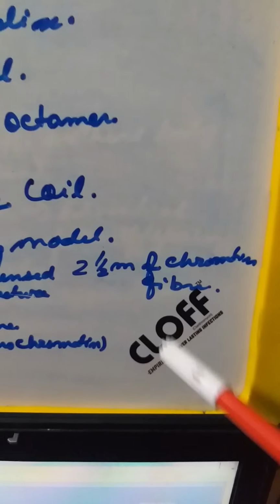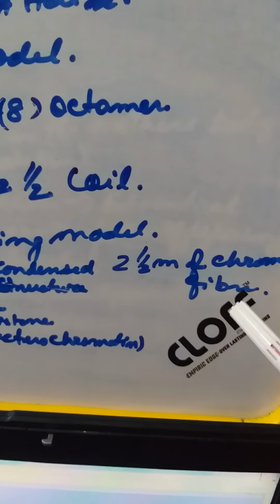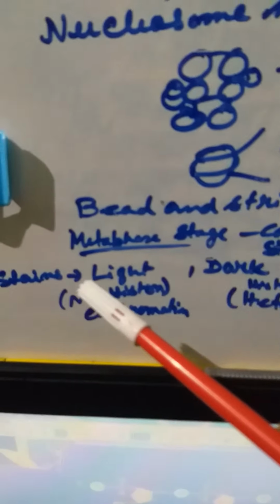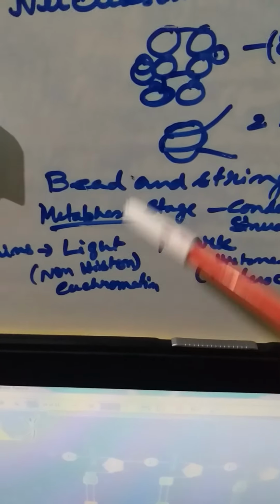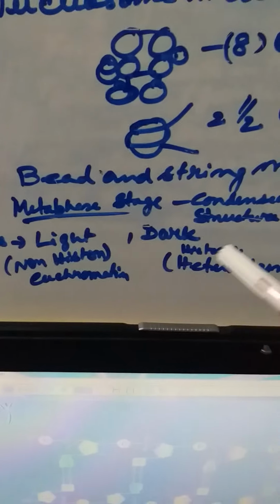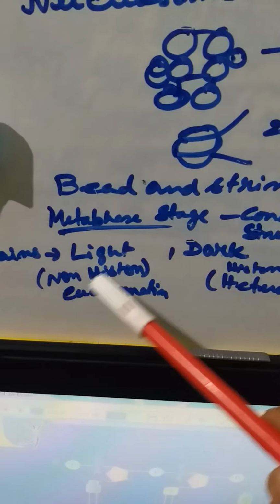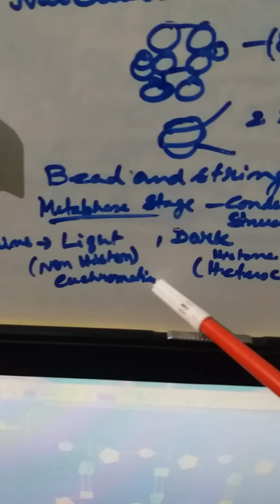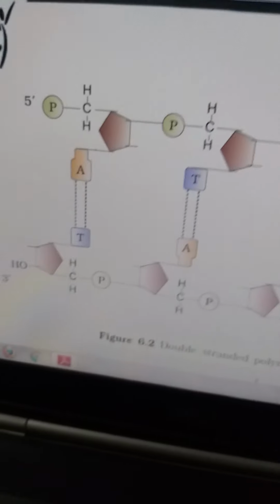Now if you open the full string, it is 2.5 meters of chromosome fiber that is coiled and found just inside the cell. It is a very complicated structure, but if you stain it, at certain portions you find it is stained light and some portions dark, so that gives you the banded structure. The light portion that is stained is the non-histone region and we call it euchromatin, and the dark portion is known as heterochromatin, that takes a dark stain.